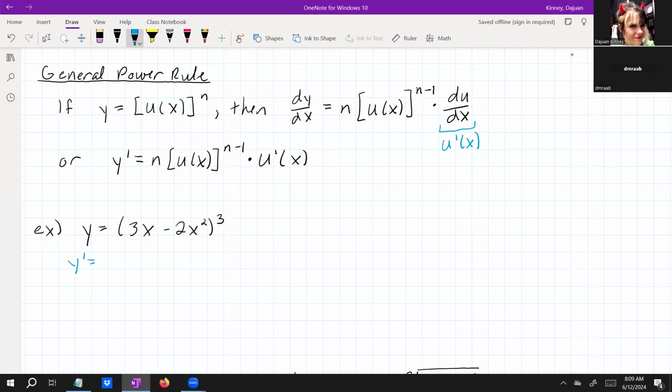All right, take a derivative. Y prime. Bring our number down. Leave the inside as is. 3 minus 1 is 2. Times the derivative of the inside, which is just 3 minus 4x. That's that. We're done with that.